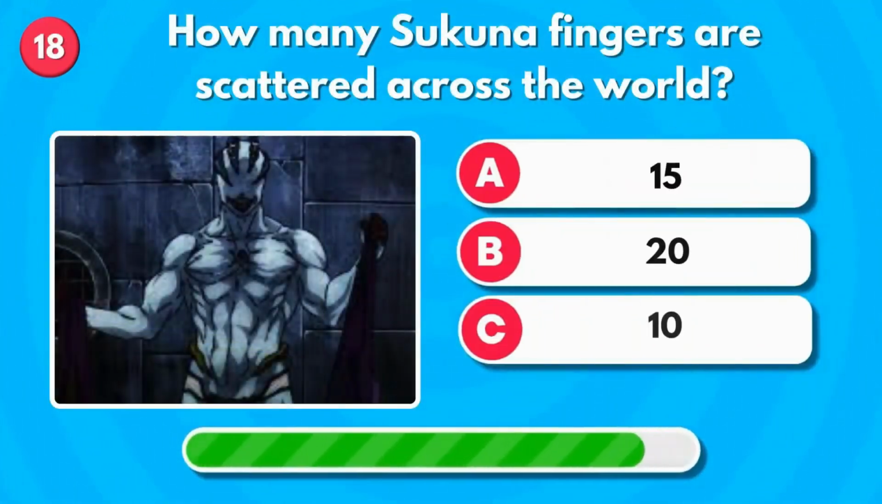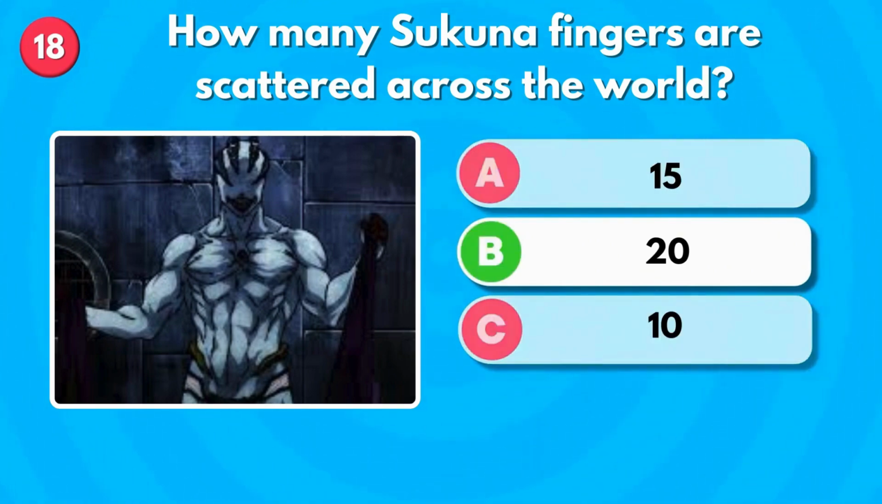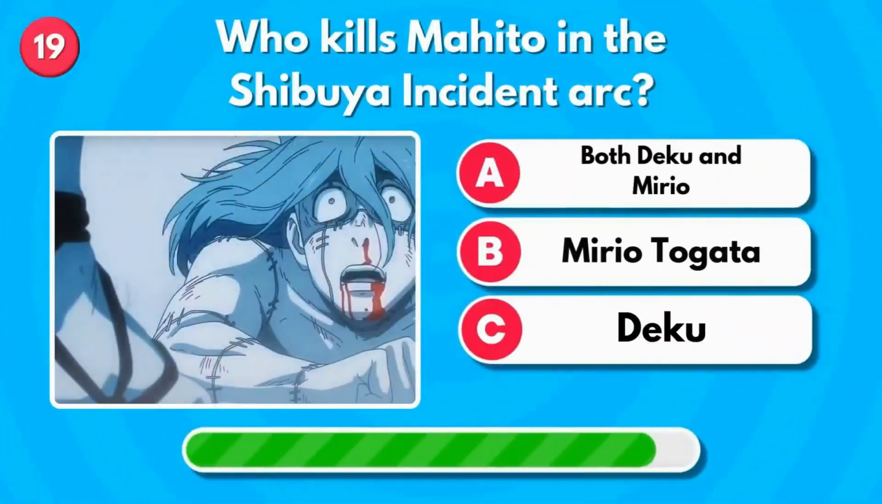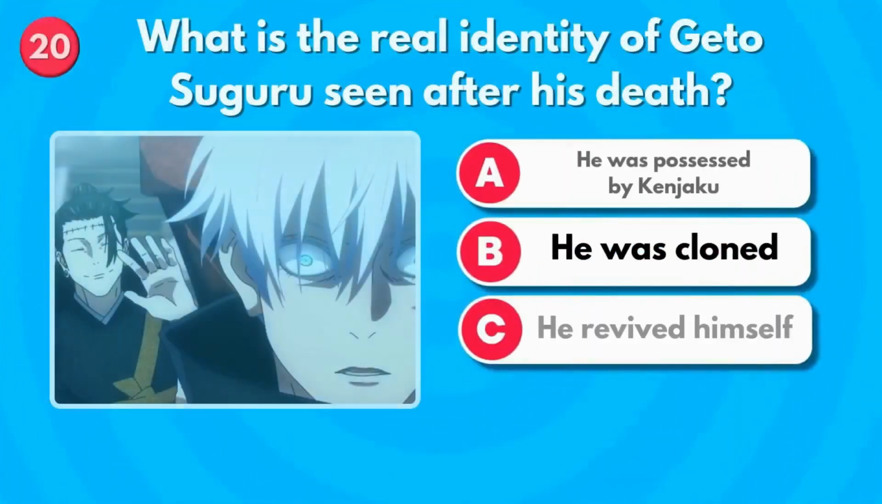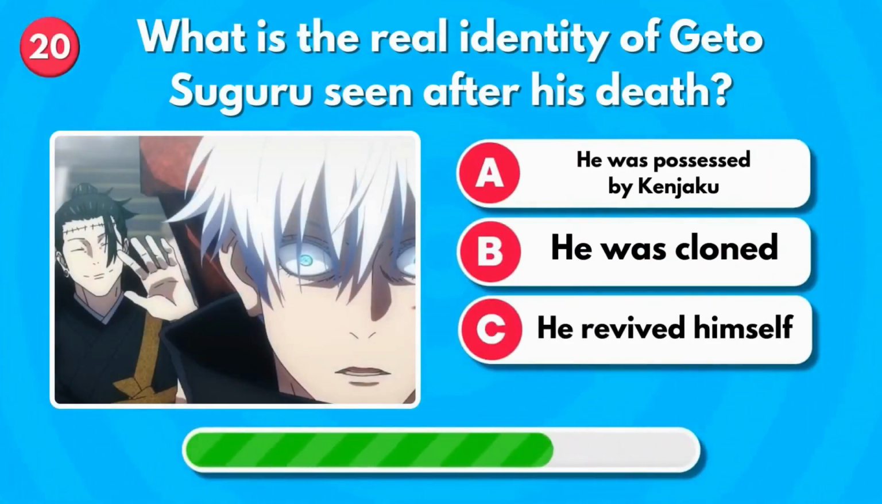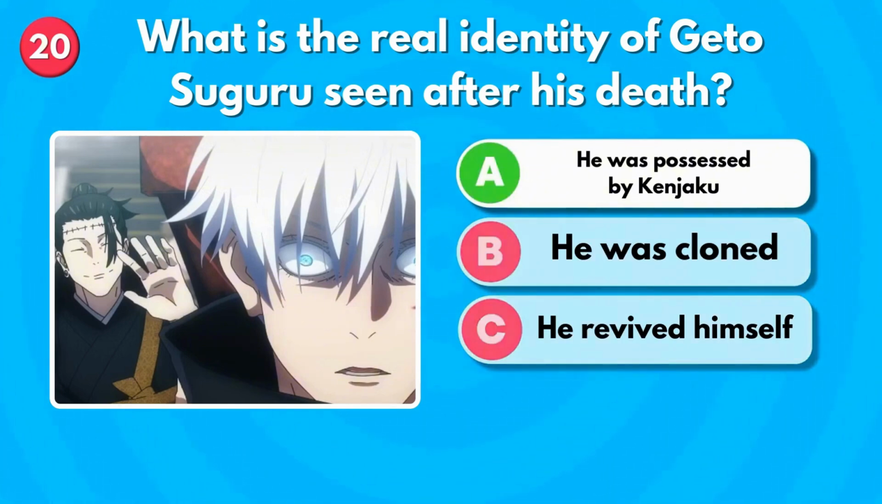How many Sukuna fingers are scattered across the world? Who kills Mahito in the Shibuya incident arc? Kenjaku. What is the real identity of Geto Suguru seen after his death? He was possessed by Kenjaku.